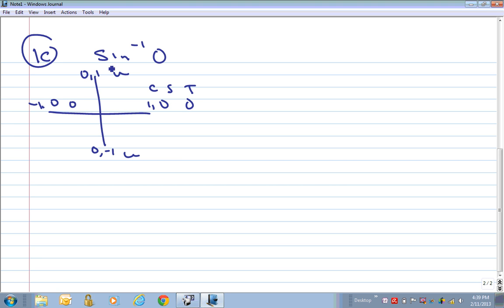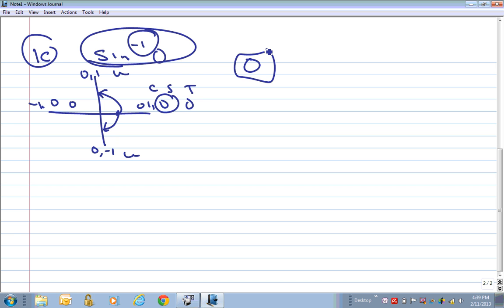All right, remember inverse sine is restricted to the first or the fourth quadrant moving in a negative direction. We want to know where sine is 0, so in that area, the only place sine can be 0 would be right here, and that's at 0 radians, so 0 would be our answer. All right, how about 1D?